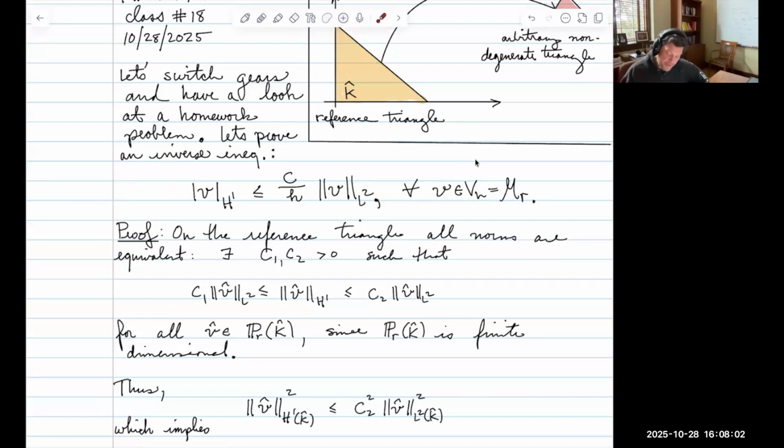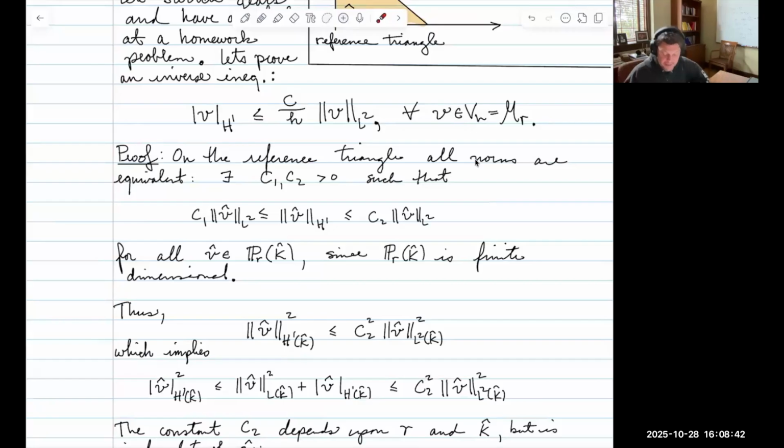That is the piecewise polynomials of degree R. And we're not assuming that there's any zero boundary conditions or anything like that. We're in our simple space MR, the piecewise polynomials of degree R. Remember, these functions are globally continuous, and on each triangle, the restriction is a polynomial of degree R. How do we prove this inverse inequality? Again, this inverse inequality does not hold for all V in H1. It holds for all V in the finite dimensional subspace.